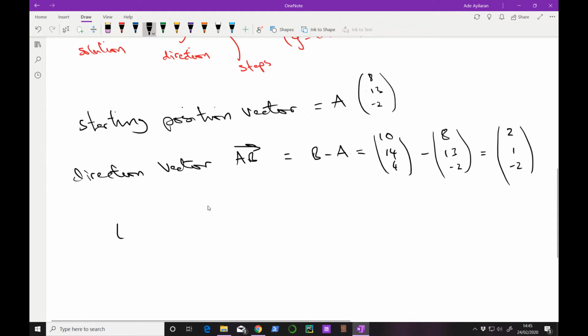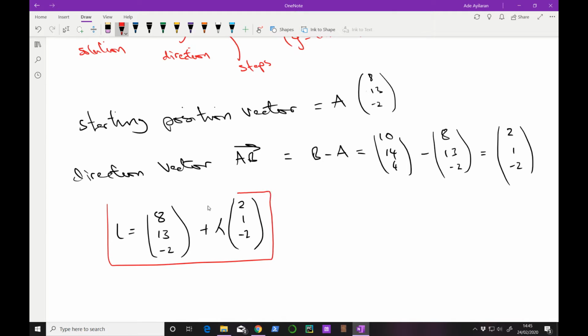So L is going to be equal to (8, 13, -2) plus lambda. I write my lambdas backwards, by the way. Plus lambda, where lambda is the amount of steps we should take in a certain direction, and our direction is (2, 1, -2). So that's part A completed.